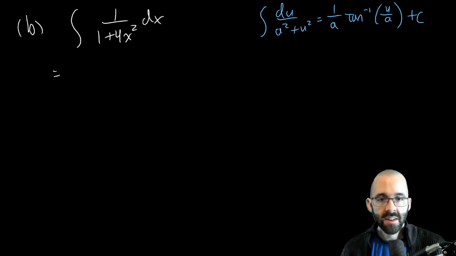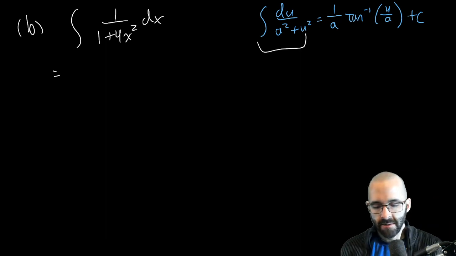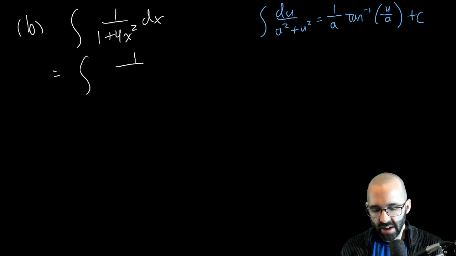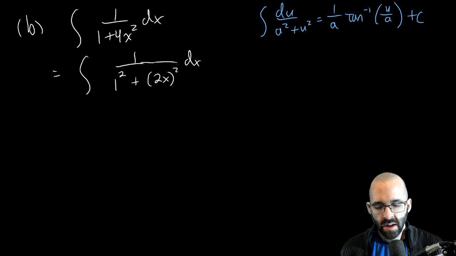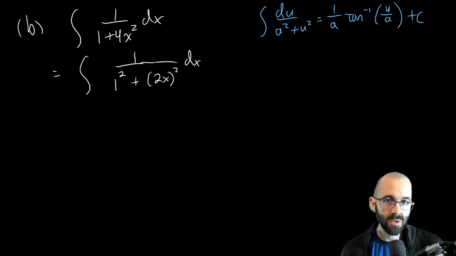So we need to rewrite this integral for it to look like this. So a can just be 1. That's fine right here. We can write this as 1 squared if we want, and write this as 2x squared. Right? 2x being squared is 2x times 2x, which is 4x squared. That's great. So if u is 2x, then we have it in the right form. So now we'll u sub.